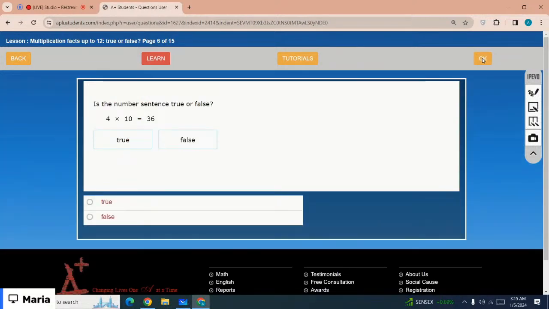Is the number sentence true or false? 4 times 10 equals 36. Is it true or false? Just stop guessing the answers. 4 times 10 equals 36. That is also false because 4 times 10 is 40. So false it is.